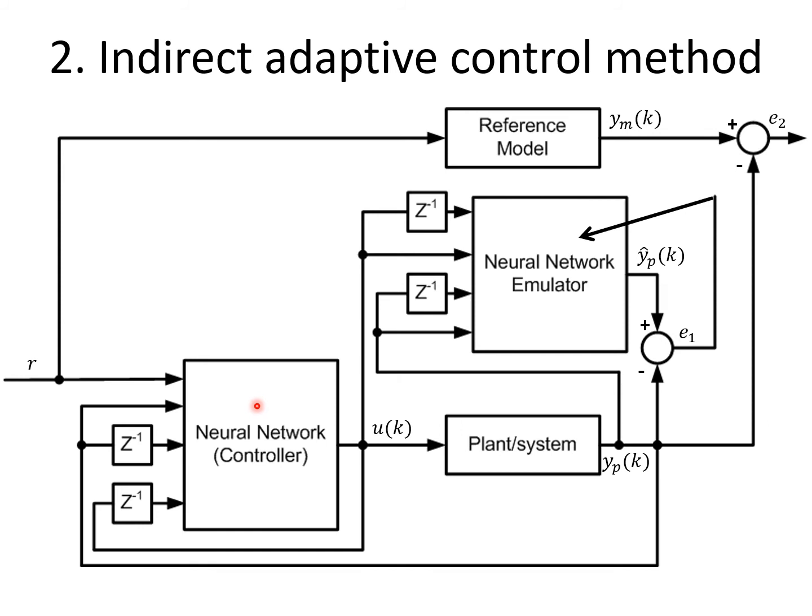But whatever it is, you have to see what sort of adaptation is being used. This is indirect adaptation, adapting this one to design the controller. You can also use the neural network here and adapt the neural controller itself, which is mainly the direct adaptive controller method.